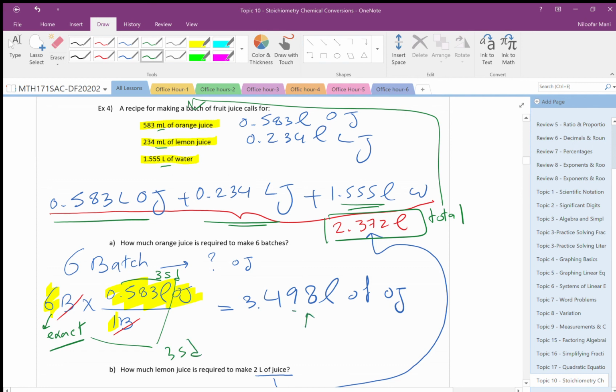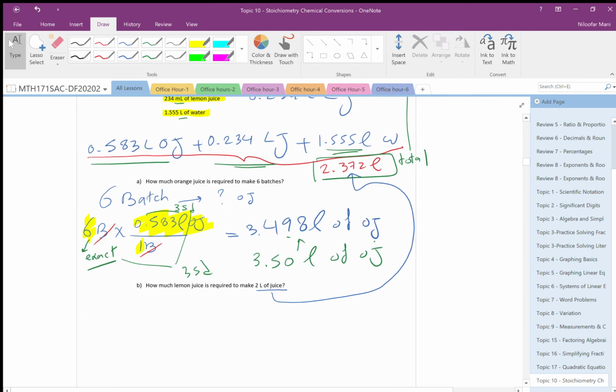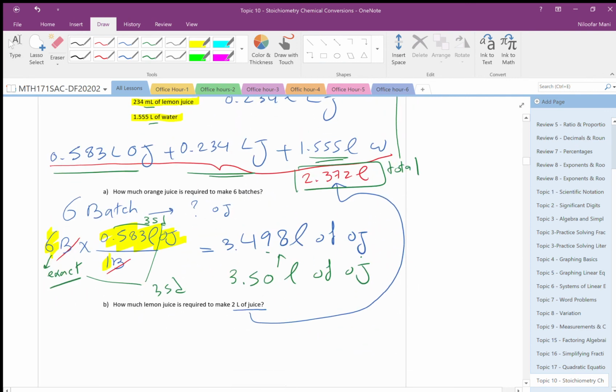So because it's 49, it will be 3.50 liters of orange juice. So that's the answer. So 583, yes. Okay, so here, the next one.